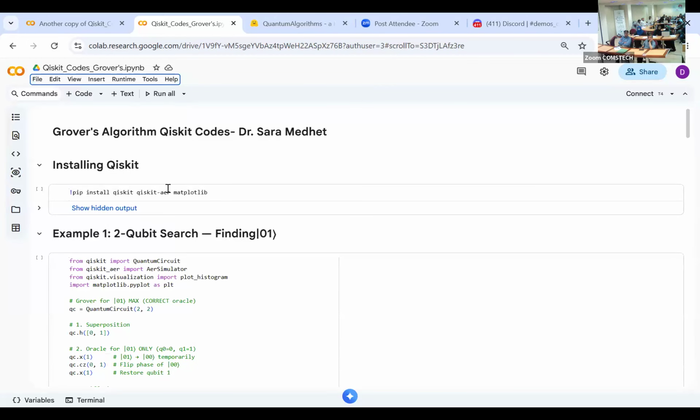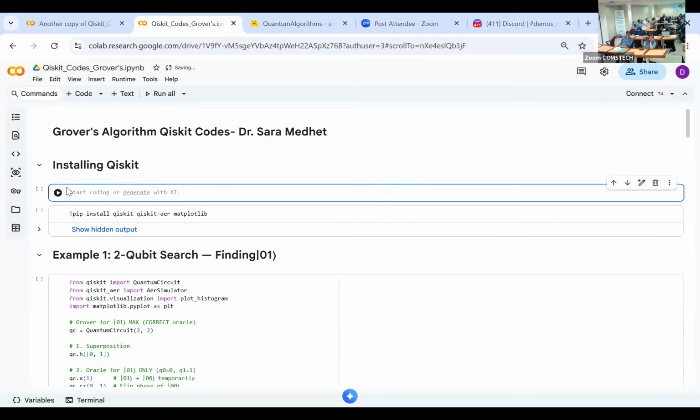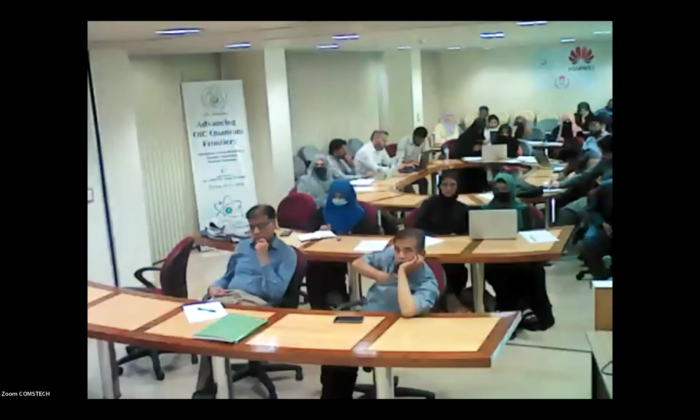You can see on the screen that there is an option of code and an option of text. With the help of text, you can write text, and with the help of code, you can type your code over here. And then there is a play button over here. You can simply play it and you're going to get the output. Okay, now we are going to go back to our slides.